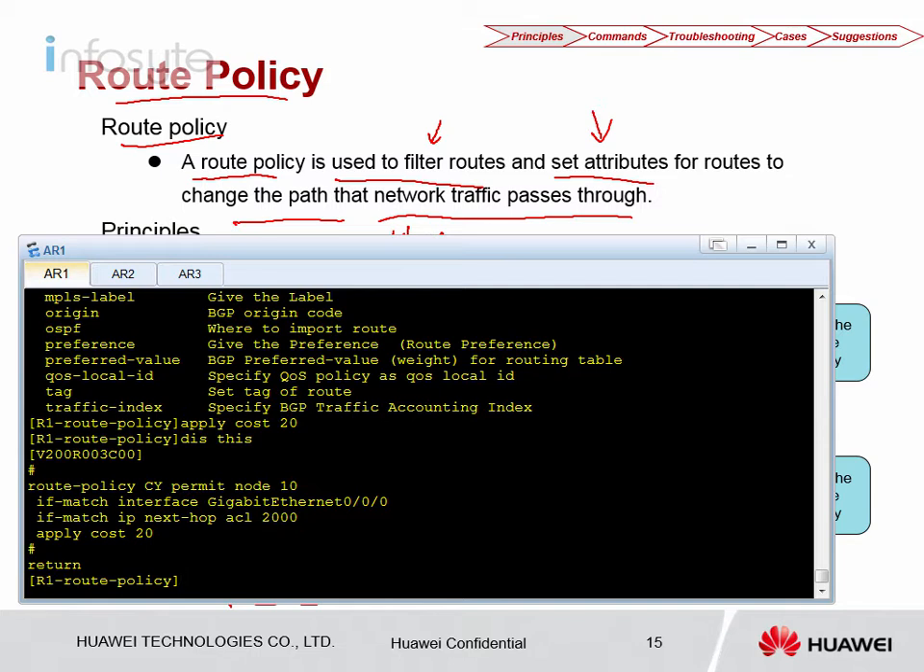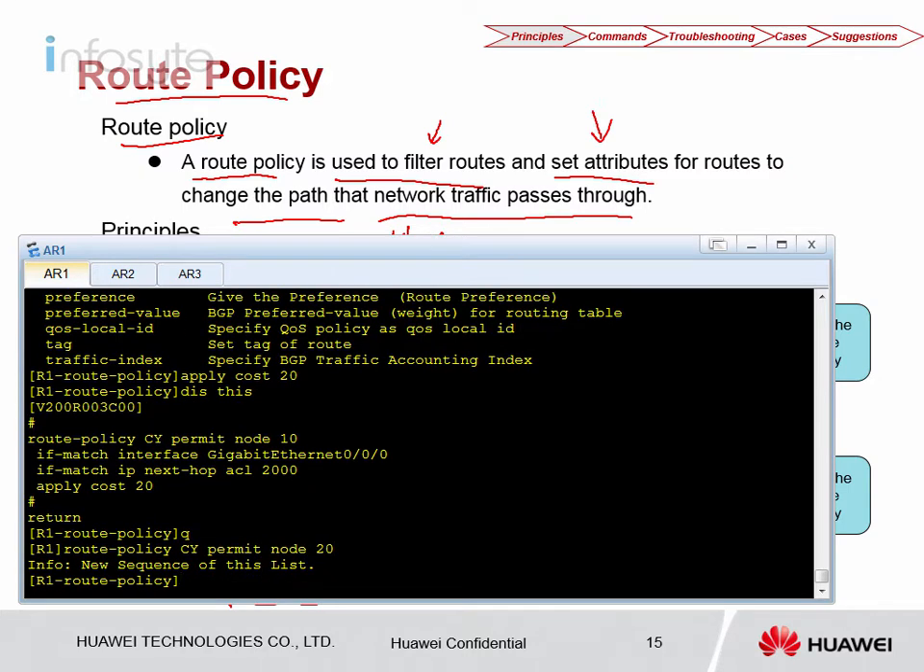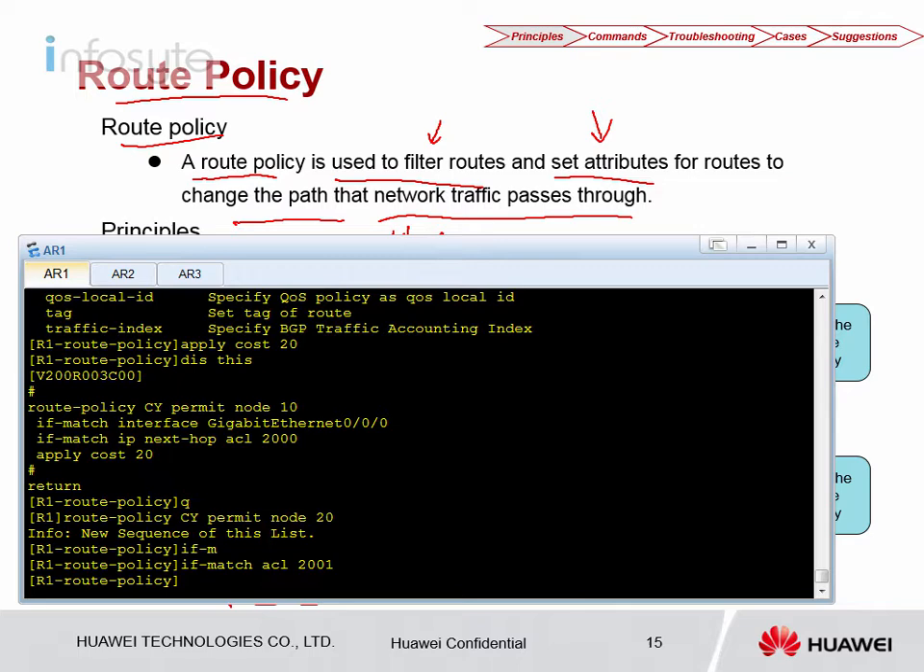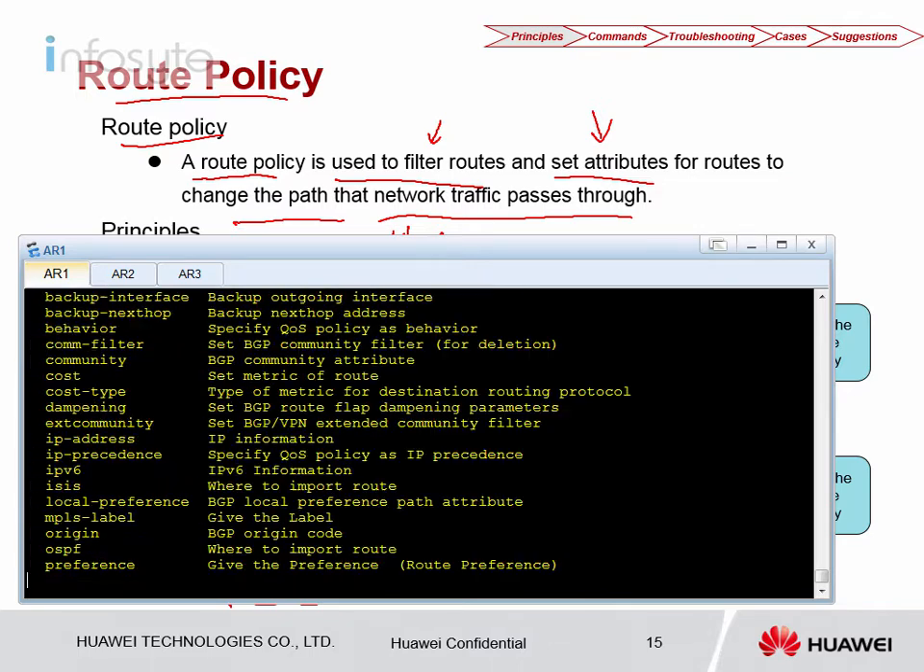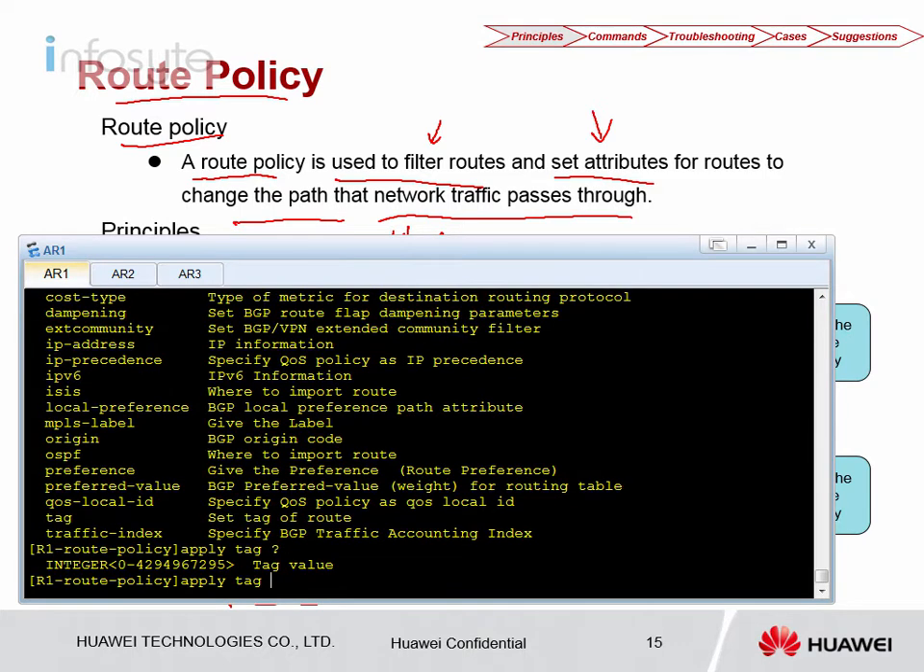Assuming that I'm going to do the next node, I'm going to quit from here. I'm going to retype route policy CY permit node 20. Do you see that? A new node in the sequence of this list. So I'm going to match one more. I'm going to match an ACL, let's say 2001. I'm going to apply, for example, a tag. I'm going to give a tag value. Let's say I'm going to give it a tag of 123.